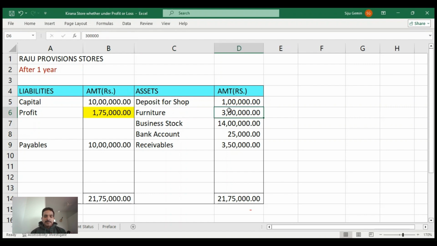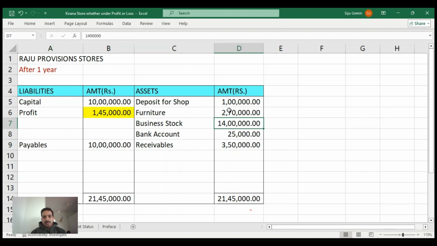So now what happens is that, okay, what he does now: furniture will last for 10 years. So every year there's a depreciation of 30,000 rupees. So now he reduces 30,000 rupees from this. So here you see his profit now slowly starts dipping.